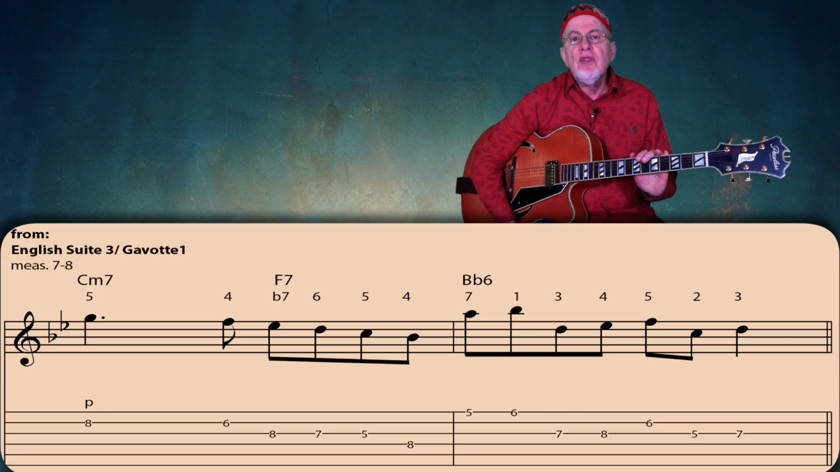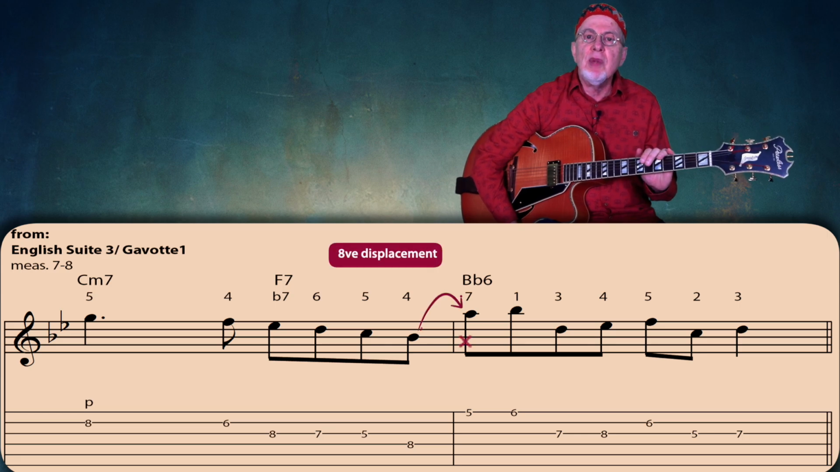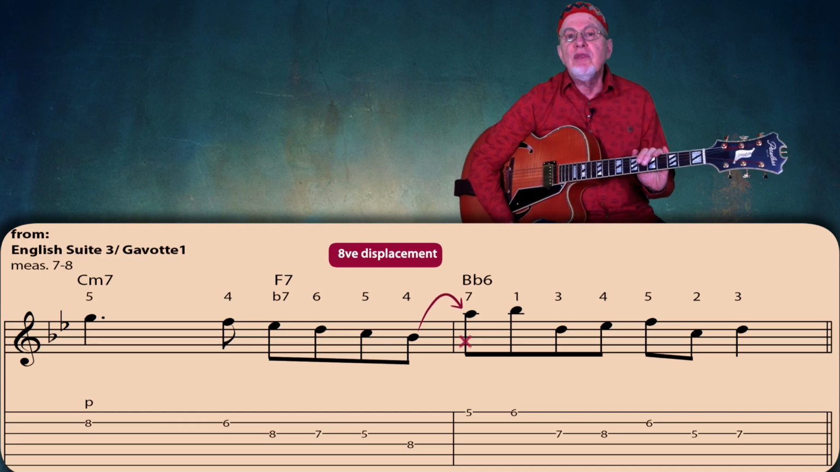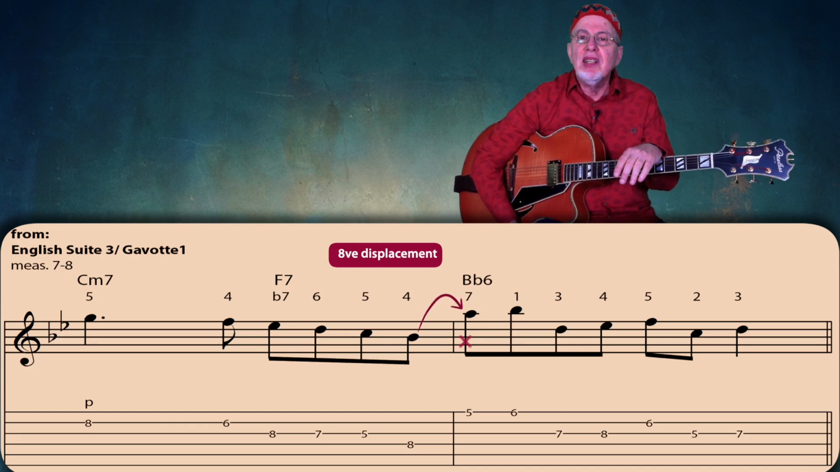This is a major 2-5-1 line in B flat. The specific technique that I want to point out here is Bach's use of octave displacement at the point of transition from the F7 to the B flat. This, by the way, is something Charlie Parker did a lot.